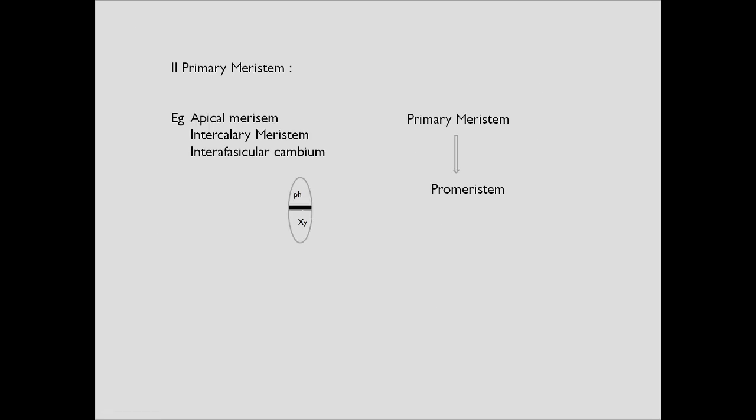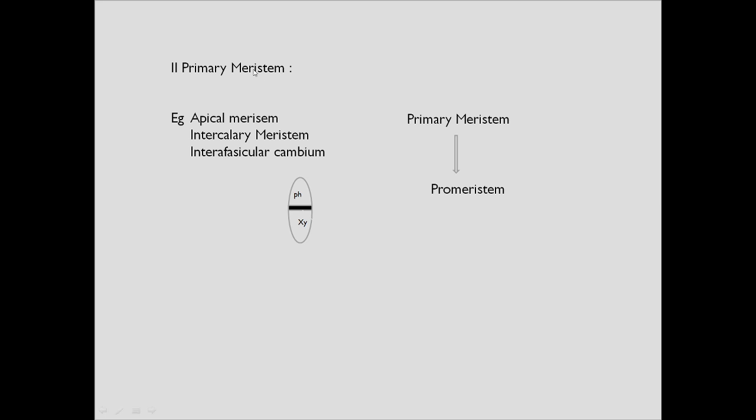So, the second type is the primary meristem. The primary meristem is formed from the promeristem, isn't it? It is formed early in the plant and forms the primary plant body. So how is the primary meristem formed? It forms the primary permanent tissue by differentiation.